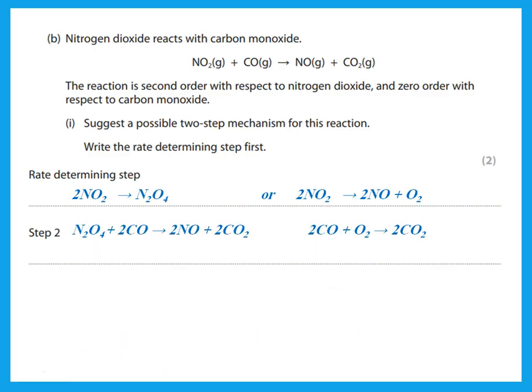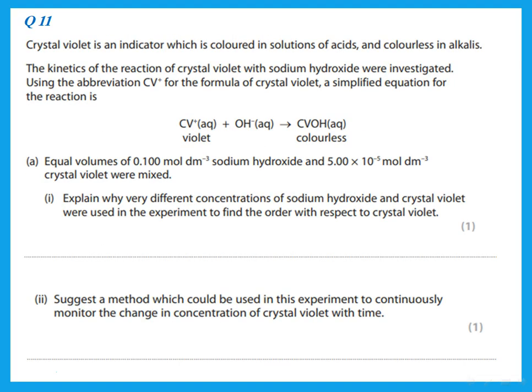So these are 2 possible mechanisms that you can write. Either you start with 2 moles of NO2 to form N2O4, and then the N2O4 reacts with the CO, or 2 moles of NO2 break up to form 2NO plus O2, and then the O2 reacts with the CO. So remember that the rate determining step cannot include CO because it's zero order with respect to CO, and it has to include 2 moles of the NO2.